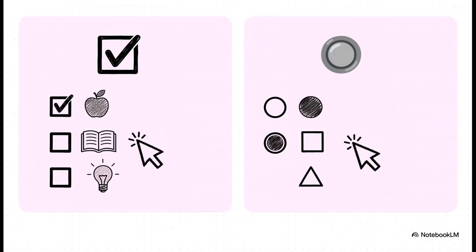The easiest way to really get it is to compare them to their cousin, the checkbox. A checkbox is kind of like a to-do list. You can check off as many items as you want. But a radio button, that's like a multiple choice question. You can only pick one answer. It forces a single, definitive choice.